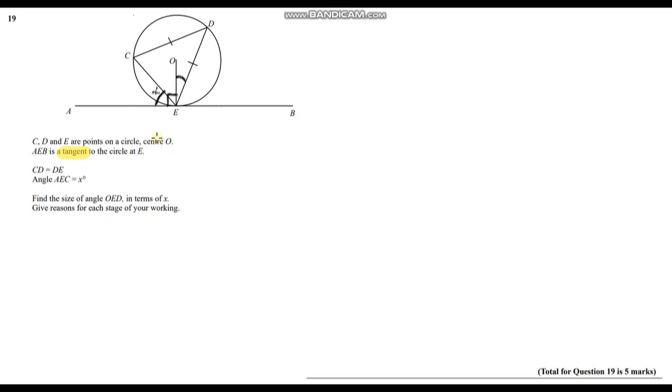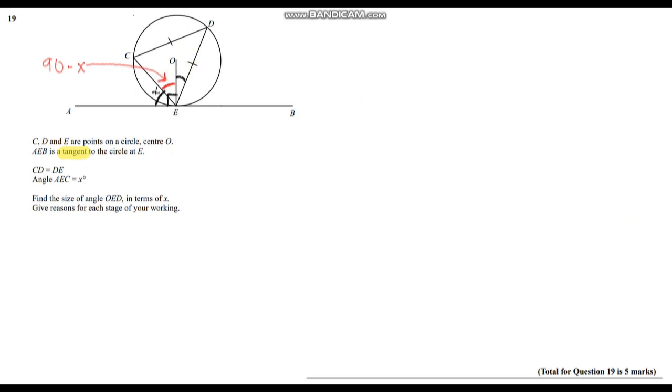Okay, so the first thing I can see is what I mentioned earlier: because this is a tangent and this is 90 degrees, I can work out what this angle is in terms of X. So this angle here is going to be 90 degrees minus X. Hopefully you can see that. If this is X, this is going to be 90 minus X, because the whole thing is 90 degrees.